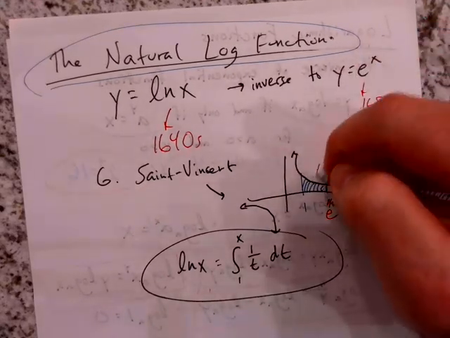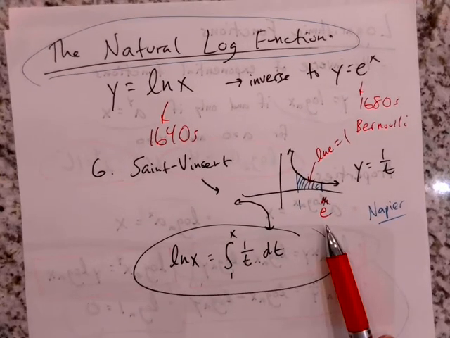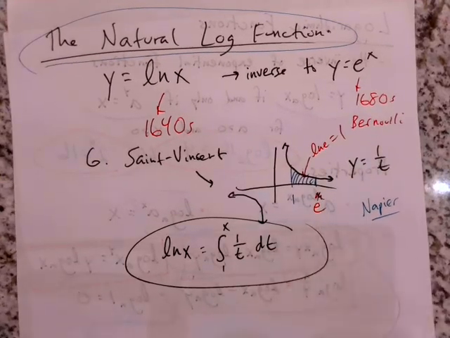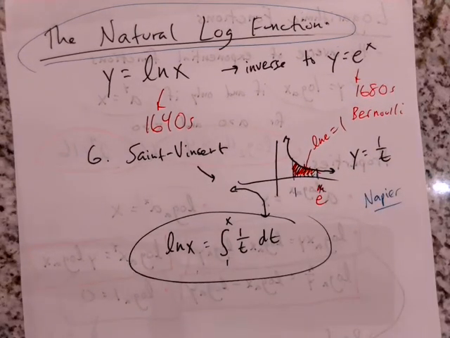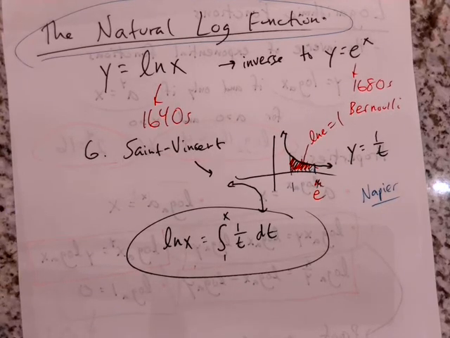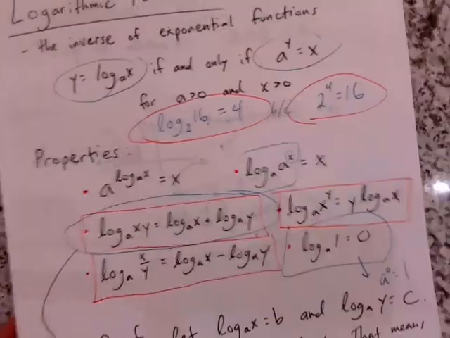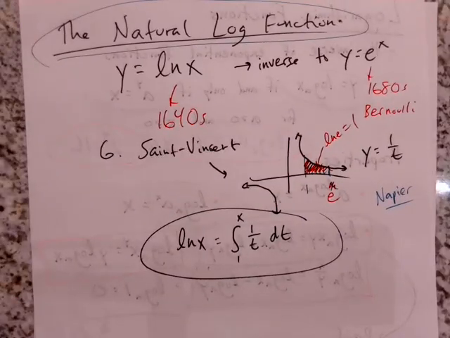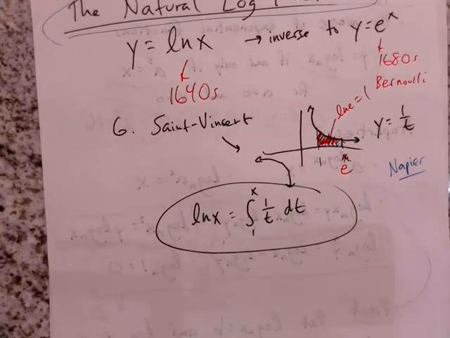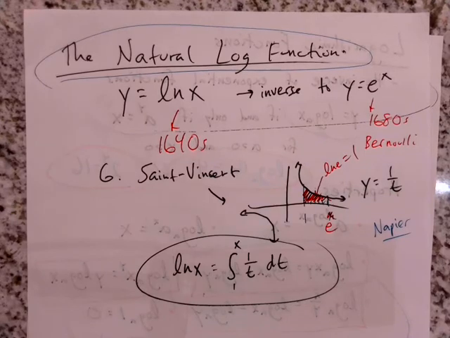until e is exactly 1. So e is the number that if you start from 1 and go until e, this area underneath that hyperbola is exactly 1. So that is one way to define the natural log function. It's the main way to define the natural log function. And all of these properties can be proven with that definition. But since we haven't learned integration yet, our definition will just be up here. Log x is the inverse to e to the x.